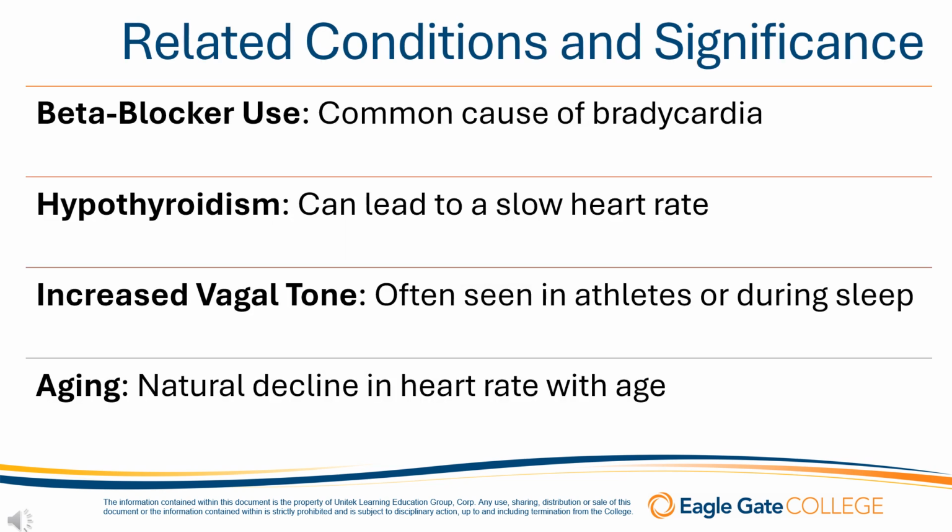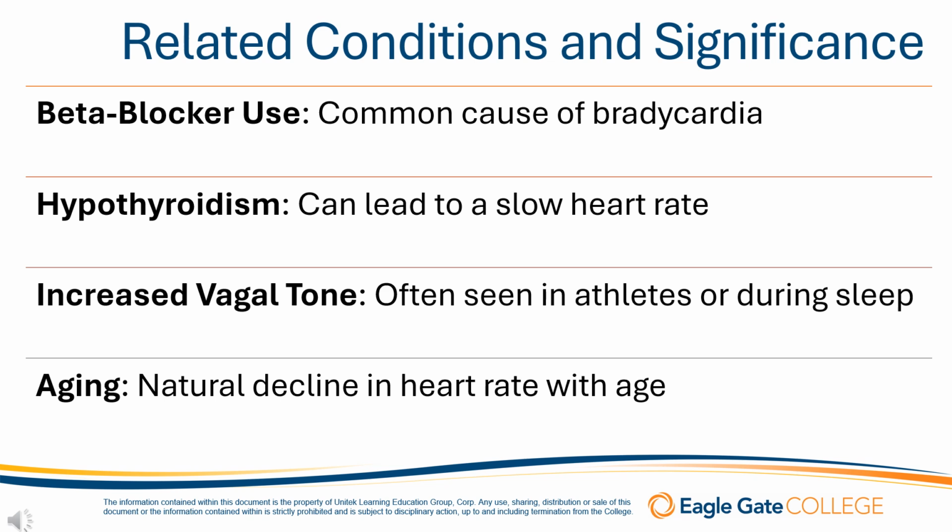Now let's look at some conditions commonly associated with sinus bradycardia and understand the significance of each. Beta blocker use is a common cause of bradycardia. Beta blockers are a class of medications that reduce heart rate and contractility by blocking the effects of adrenaline on the beta receptors in the heart. They are commonly prescribed for conditions such as hypertension, angina, or other arrhythmias.